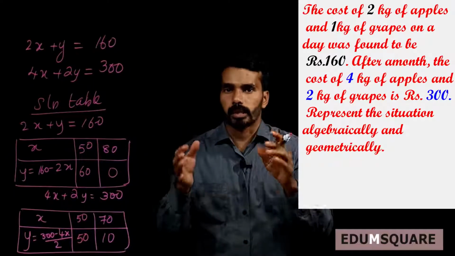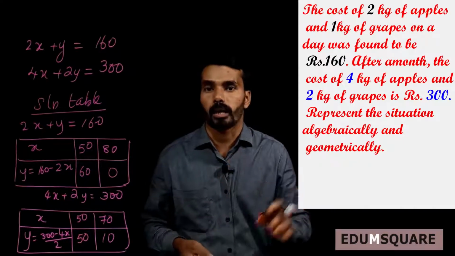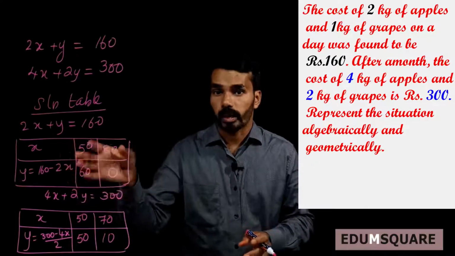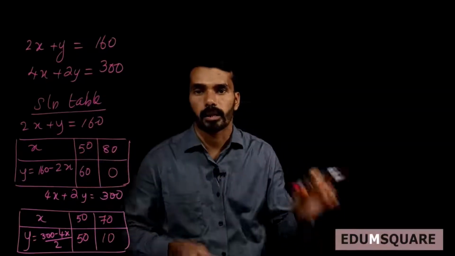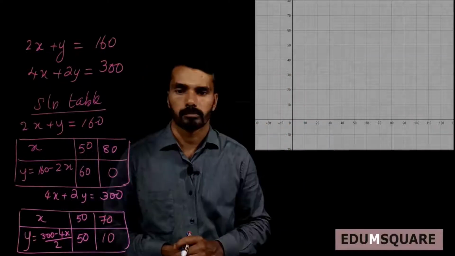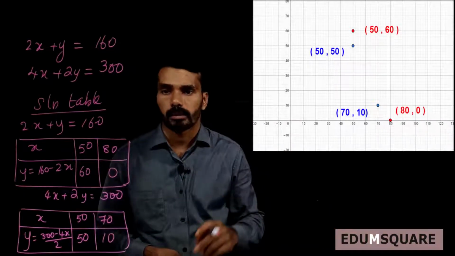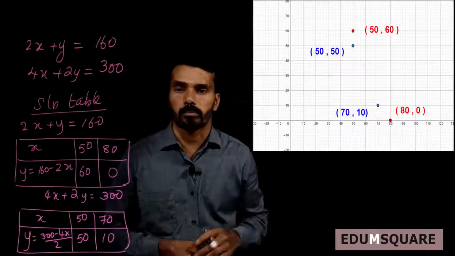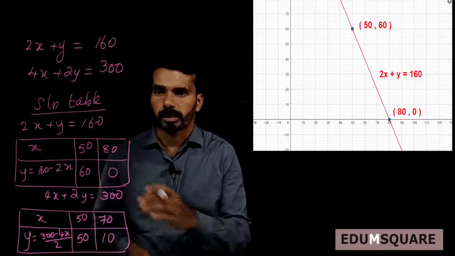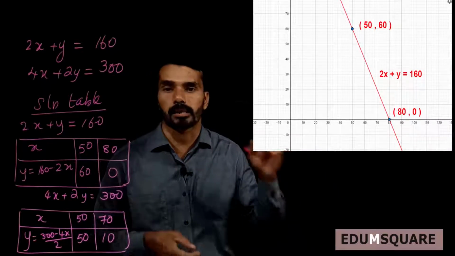Now to find the geometrical representation, we have to draw the graph of these two linear equations in two variables. So for that we have to plot these points on a graph paper. See, first let's plot them on a graph paper. So these are the points. First let us join 50, 60 and 80, 0 by using a straight line. Okay, this is the line. Now let's see the second one. Next let's join the points 50, 50 and 70, 10.